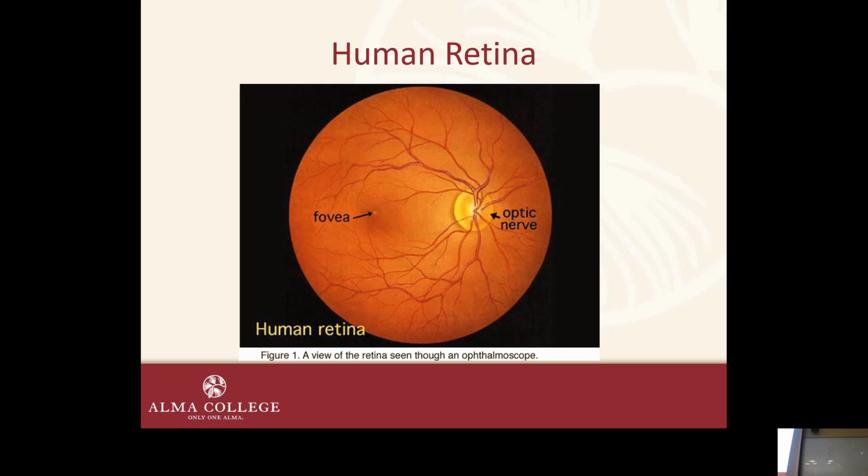So we have the optic nerve. So this is the blind spot. We have a second blind spot here on the fovea. And then you have all the nets of vascular systems.